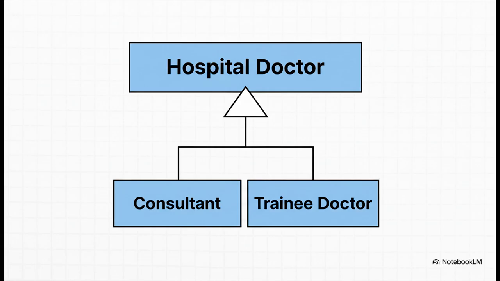A trainee doctor is also a type of hospital doctor. By setting up this hierarchy, the more specific types, the subclasses, can automatically inherit all the stuff that's common to all doctors from the main hospital doctor class. This is awesome because it means less repeated code and a system that's just way easier to understand.